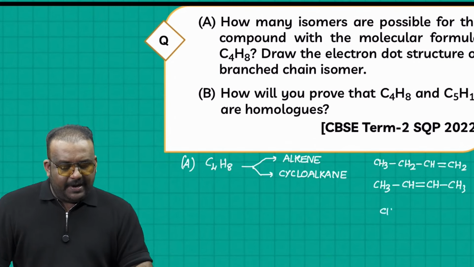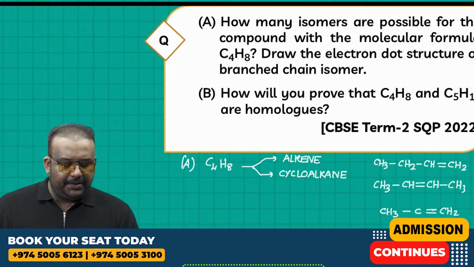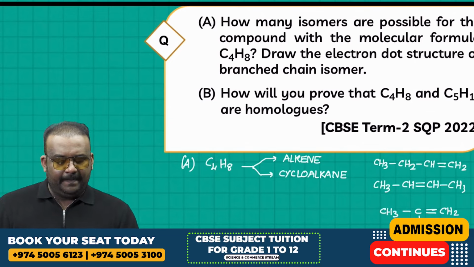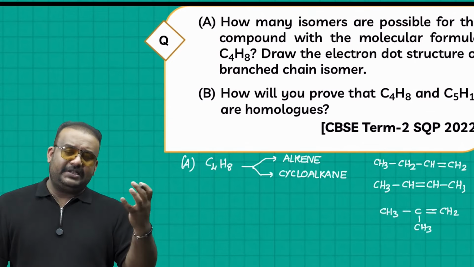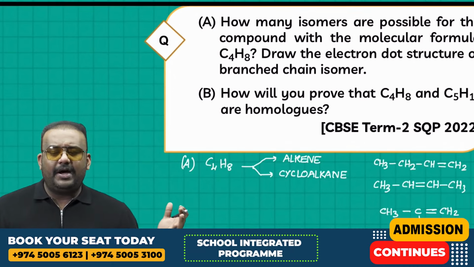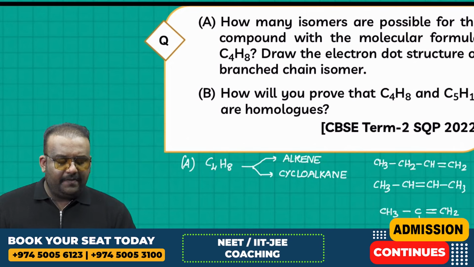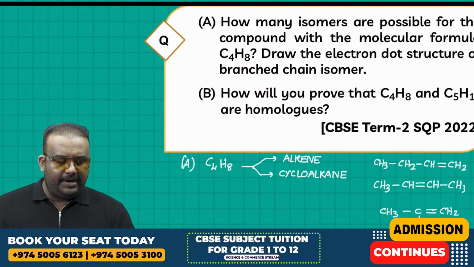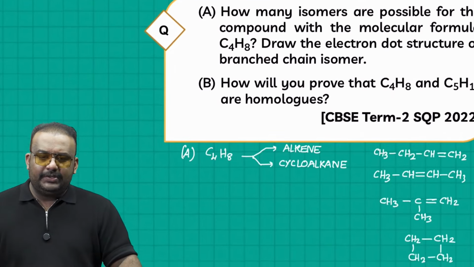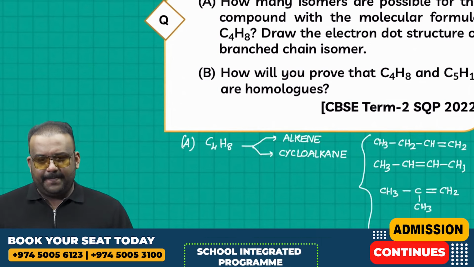Then I can think of another compound, CH3, C double bond CH2, single bond CH3, a branched isomer. This is also possible because as long as the formula is C4H8 and the compound structure is different, they all are isomers. And another possibility is I can even think of the cyclic compound here, which is cyclobutane. So all these can be isomers of C4H8.